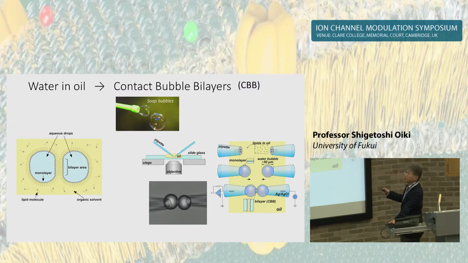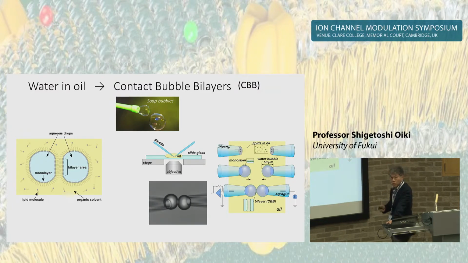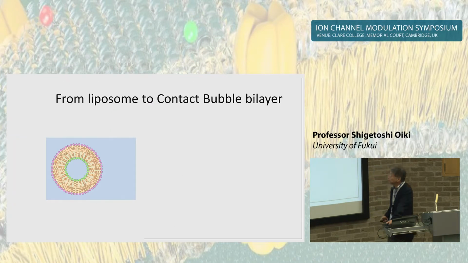Once the bubble is formed, phospholipid is accumulated at the water-oil interface, forming the monolayer. Once two monolayers are attached, the bilayer is formed in this region. This is the contact bubble bilayer method, which very conveniently manipulates the bilayer on a monolayer basis.